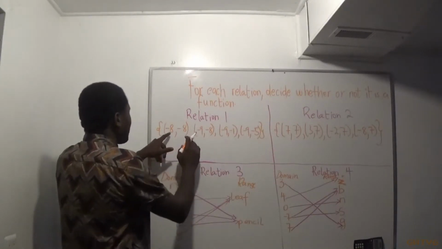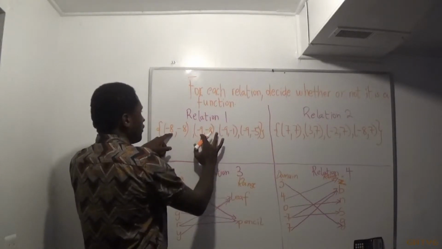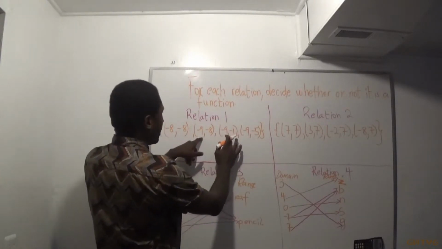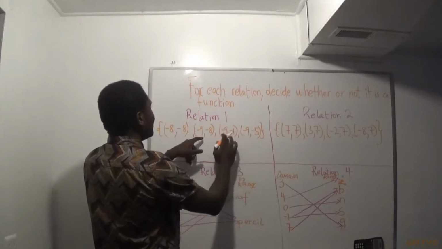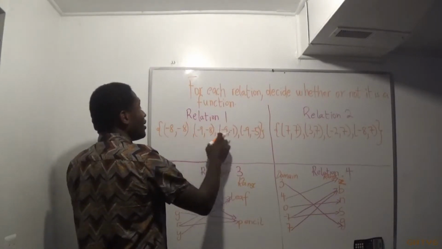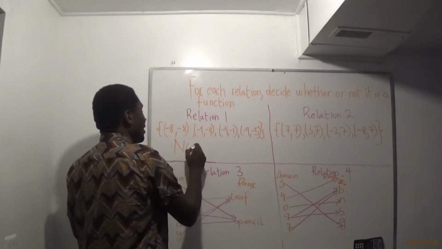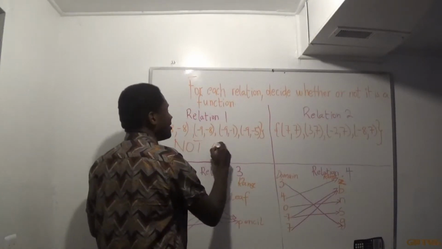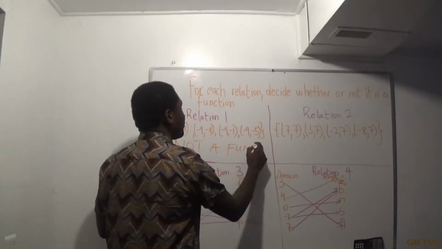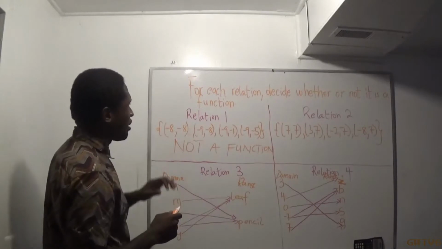So let me look at the x's right here. This is a -8. This is a -9. Oh, the -9 is used 3 times. So the fact that I see 3 of the x values, I would say not a function. The x should be used once. This is not a function.